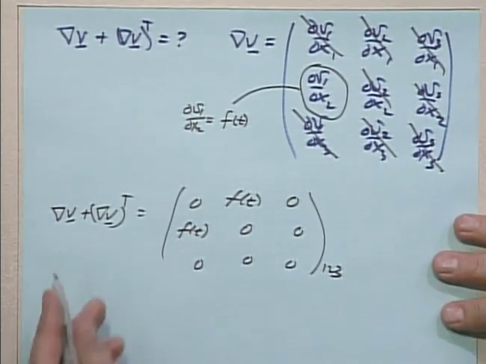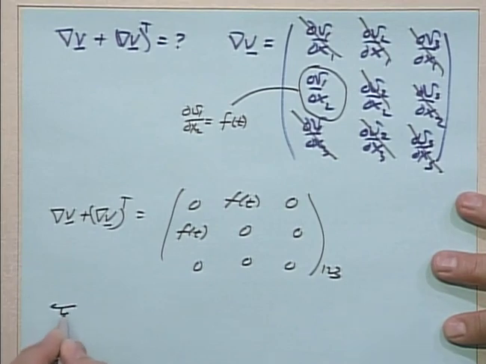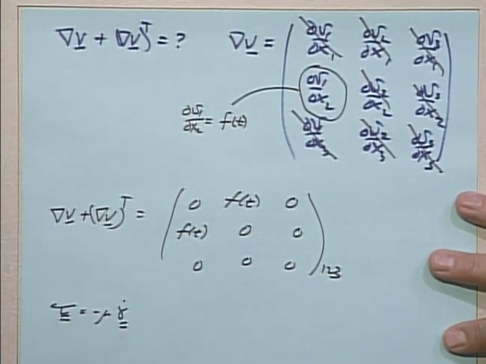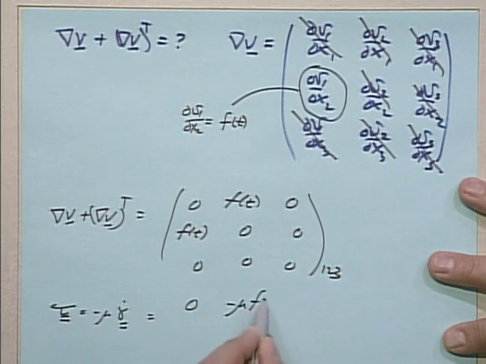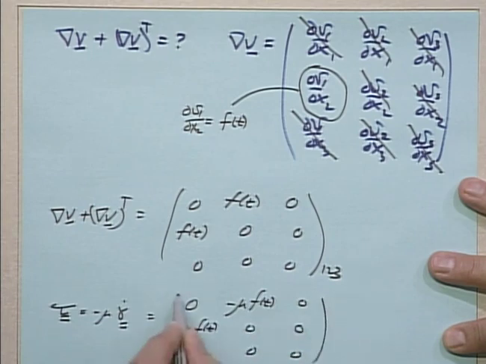So I can put this into the Newtonian constitutive equation. Tau equals minus mu gamma dot, the tensor del v plus del v transpose. So tau must be equal to 0, minus mu f of t, 0, minus mu f of t, 0, 0, 0, 0, 0.